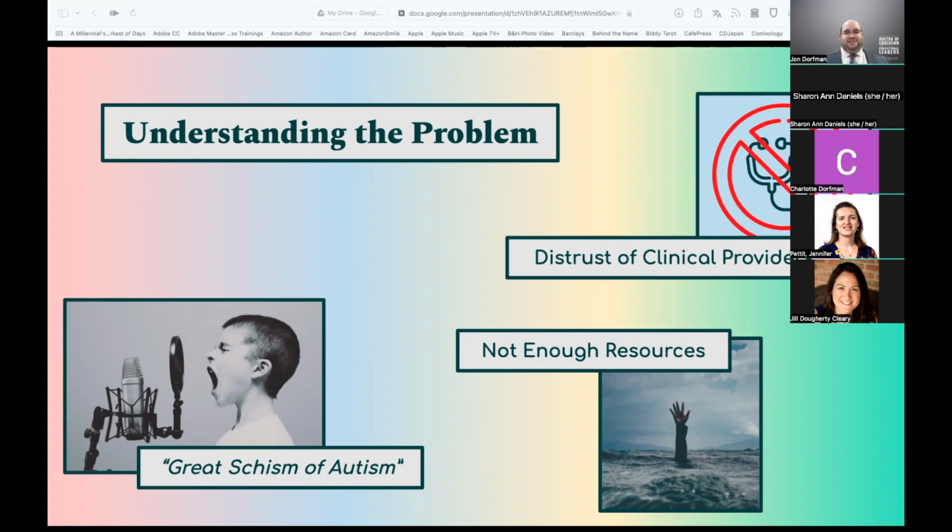And clinical providers themselves feel that they lack the time and funding to give proper attention to overwhelming caseloads, and that tends to lead to excluding young autistic adults from decisions about their support systems. So what we're left with is what I personally call the great schism of autism, where everybody's us versus them, nobody's really agreeing on simple things like, is it a disability, is it a pathology, how do we go about moving forward?